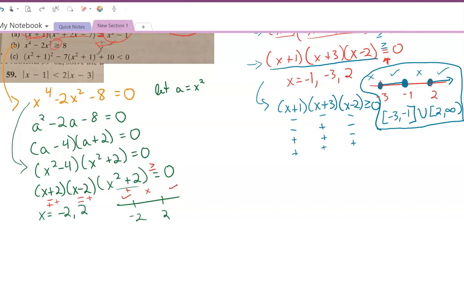Okay, now let's check and see about the actual values here. If we plug in negative 2, we would have 0 times something equals 0. That is true. So negative 2 is part of the solution.